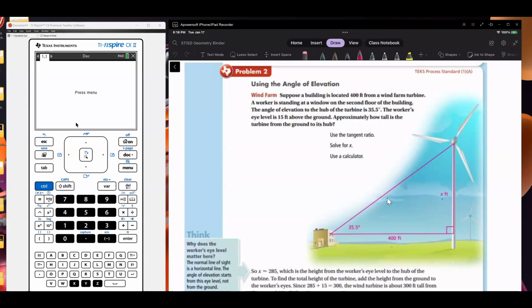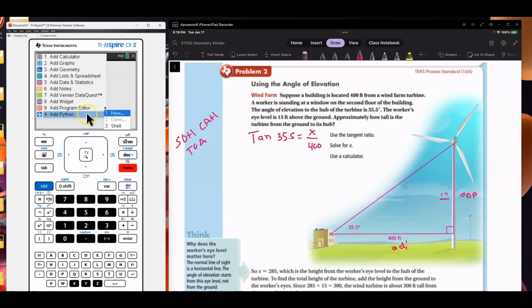So we're actually looking for this. That's x. Now you look at your angle. This is opposite and this is adjacent. If I remember my mnemonic, SOH CAH TOA, then it's going to use opposite and adjacent. So it's going to be tangent of 35.5 equals opposite, in this case x, the height of the turbine, over 400 feet. Remember that to solve for x, we have to multiply the tangent of 35.5 times 400.